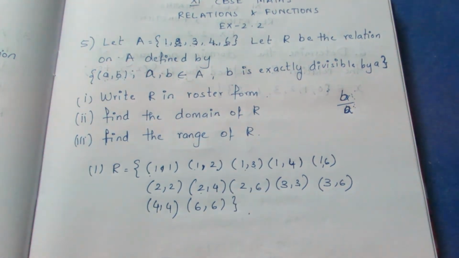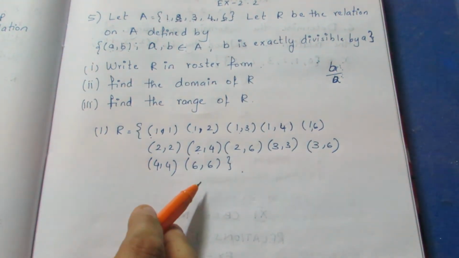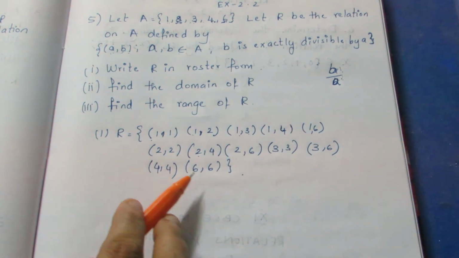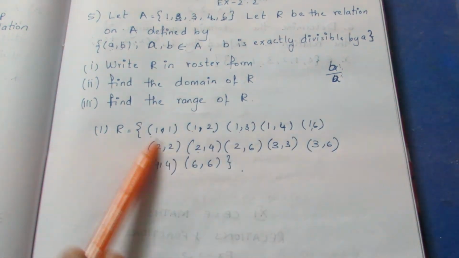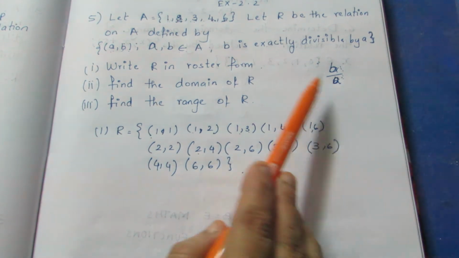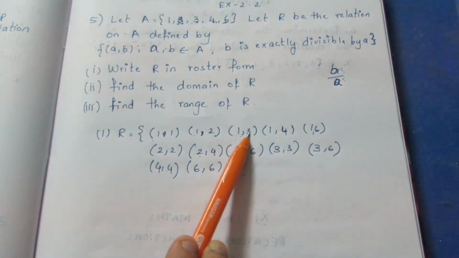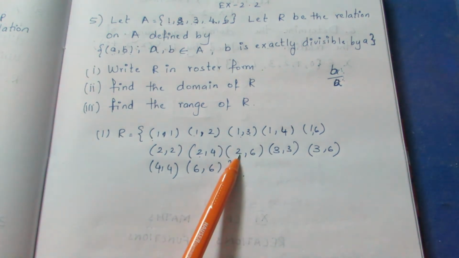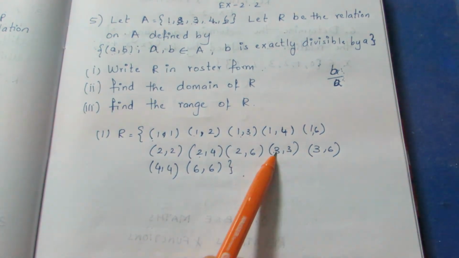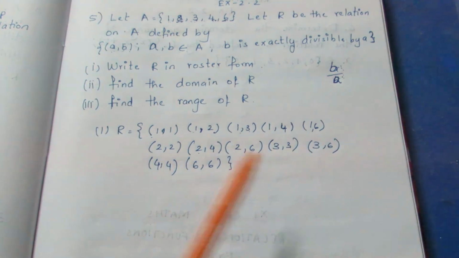So I have written all the relations in roster form. Just check, if you can't understand it, do it in your rough column and check whether it is divisible or not. The second one is divisible by the first one. This one is divisible by this. This one is divisible by this. This second one is divisible by the first one. You can check it and then write.